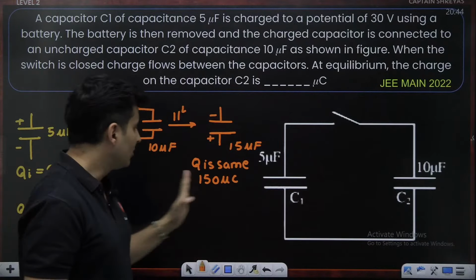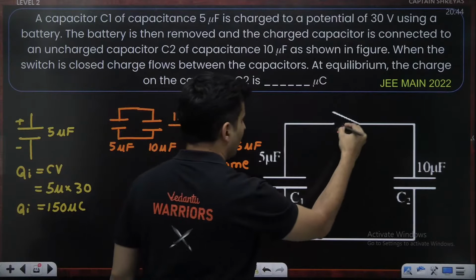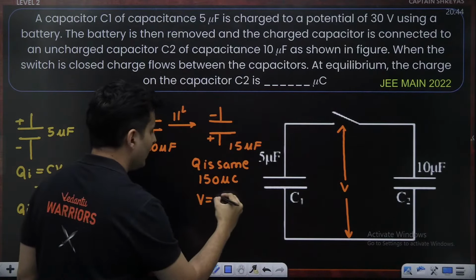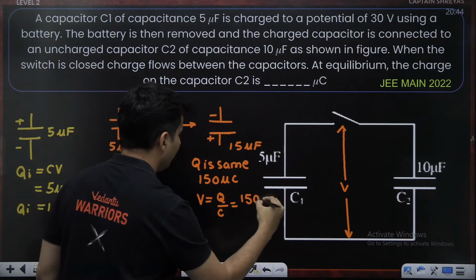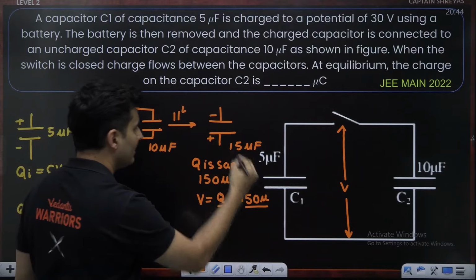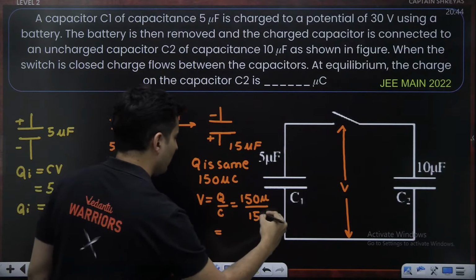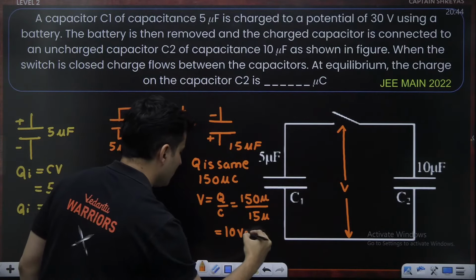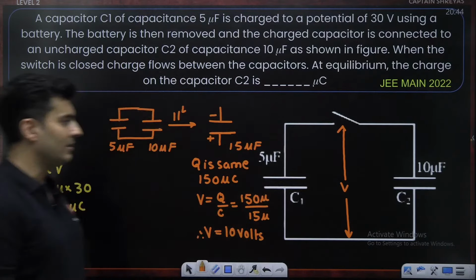This charge will be the same, but it is the charge on the total capacitance. Remember that. If you talk about the voltage across both the capacitors, that voltage will be charge divided by the capacitance. Charge is 150 micro, equivalent capacitance is 15 microfarad. So it will just become 10 volts. 10 volts is the voltage across these capacitances.